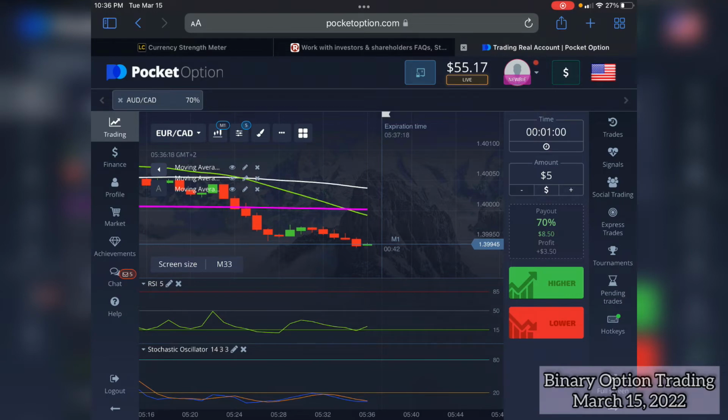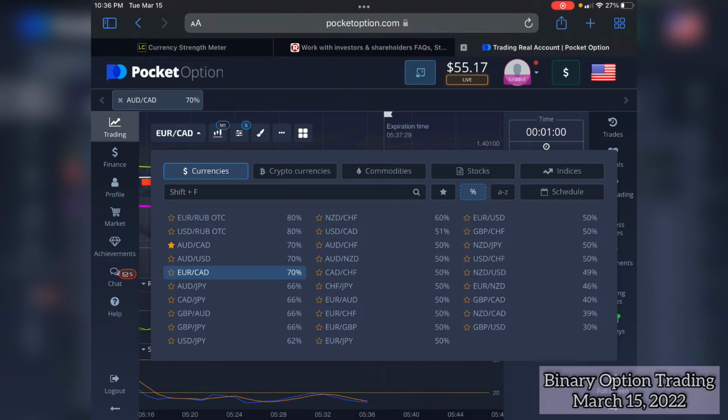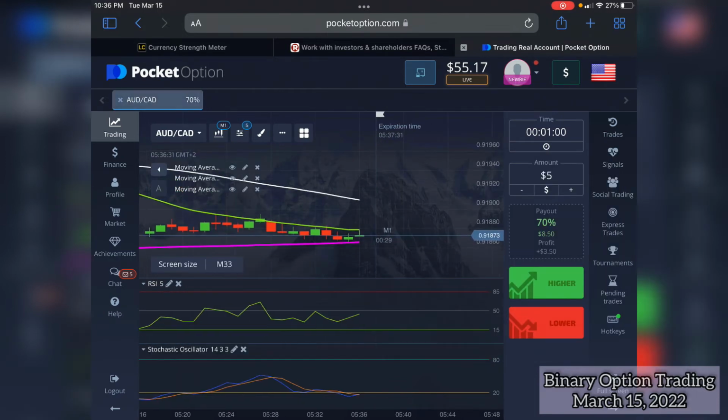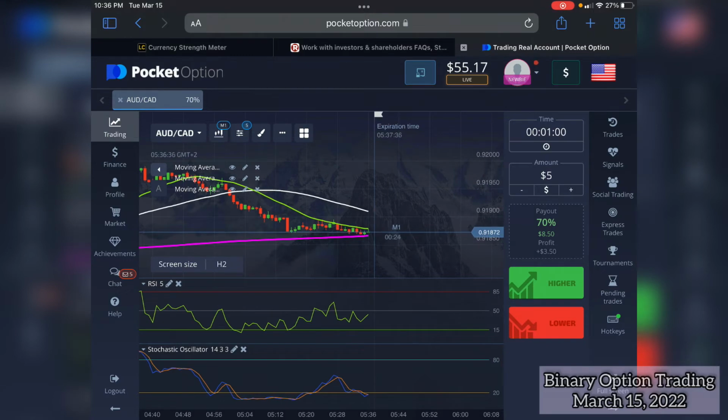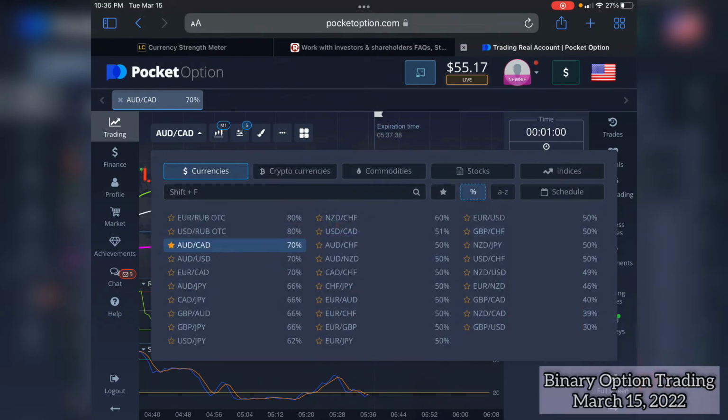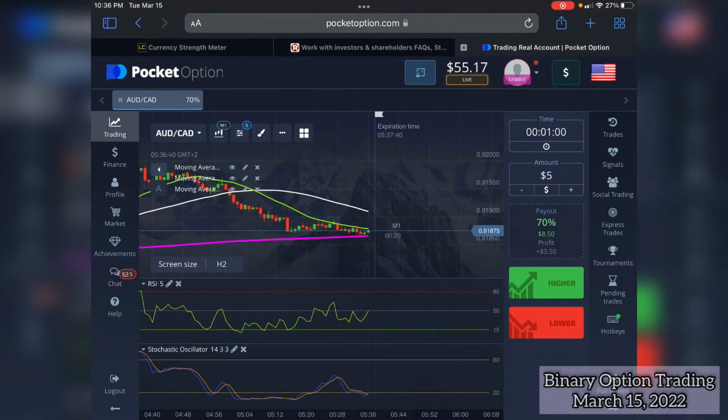This might have a little push up, then go back down. While we wait for that, we are going to look at AUD CAD. As you see, it really hasn't made its move yet, and that's okay. It can be a potential buy.